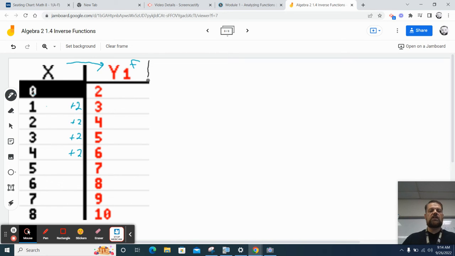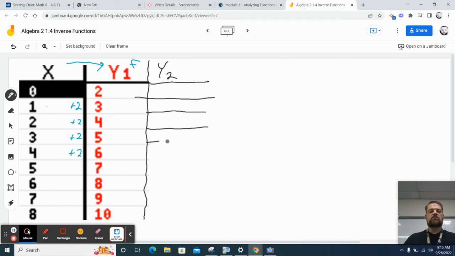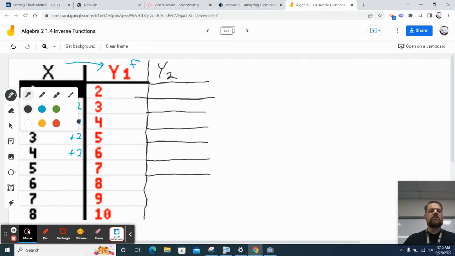Now, the only thing that we're going to do different is over here, we're going to do the Y2 values. And what do we do mathematically to get the Y2 values? Well, actually, you know what? Let's do it differently. Yeah, don't write that down.